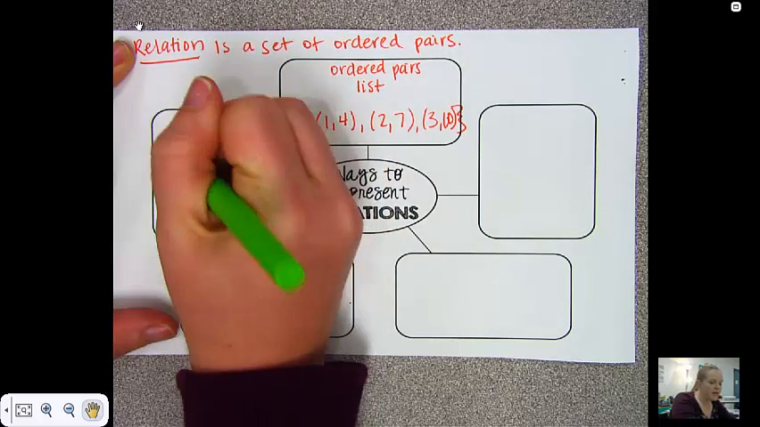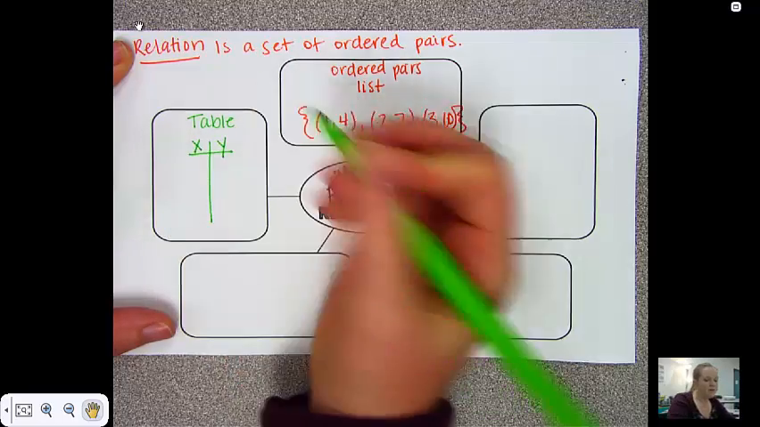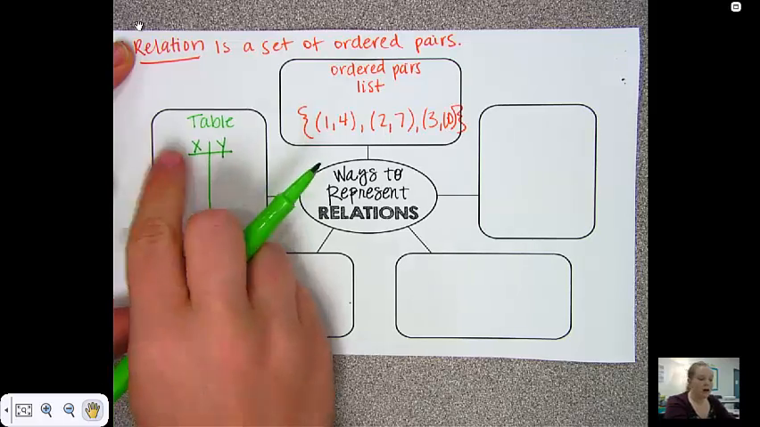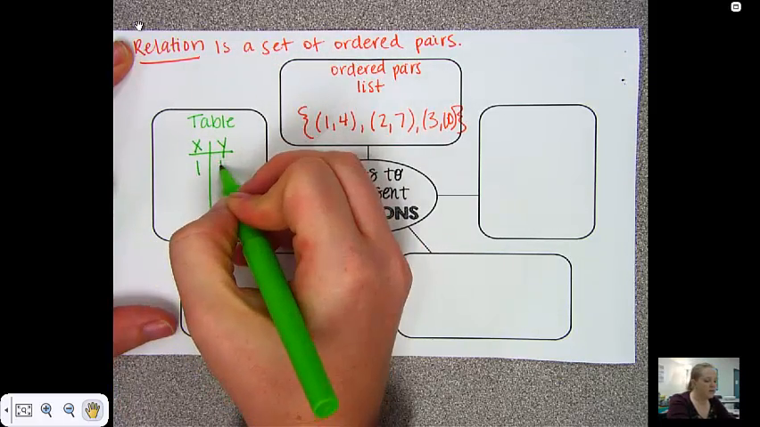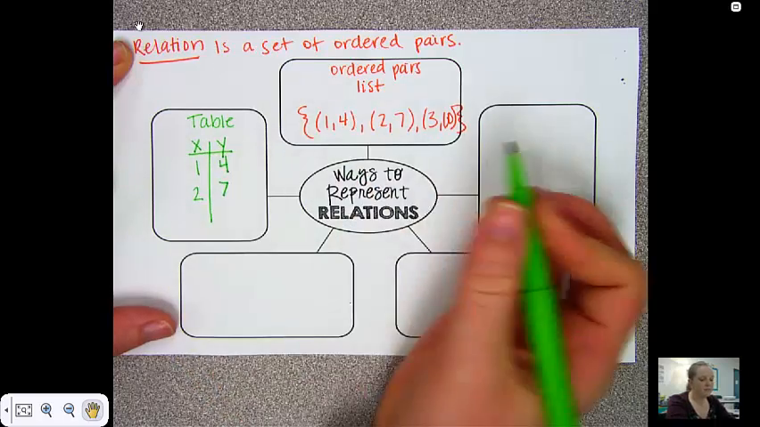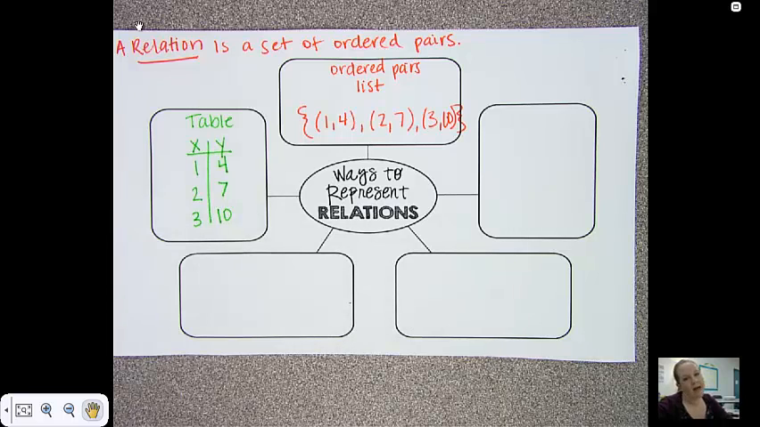We define our table with x and y, our independent and dependent variable. So let's take the same numbers and put them in the table. Our x's would be 1 and 4, 2 and 7, 3 and 10. So that's a table or a T-chart.